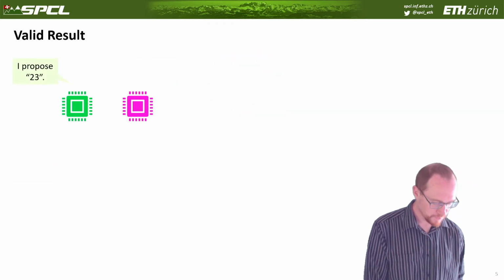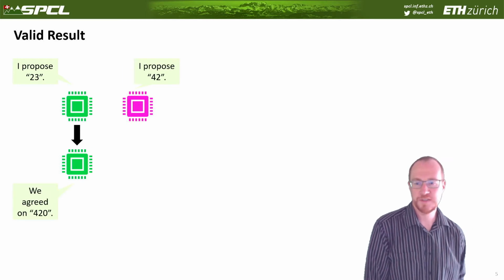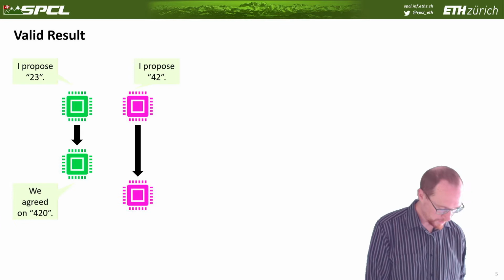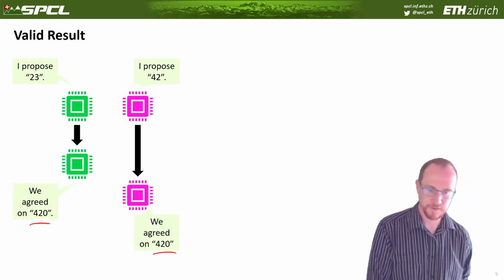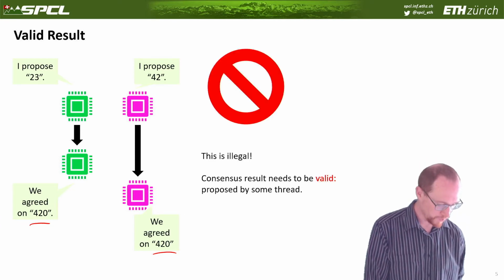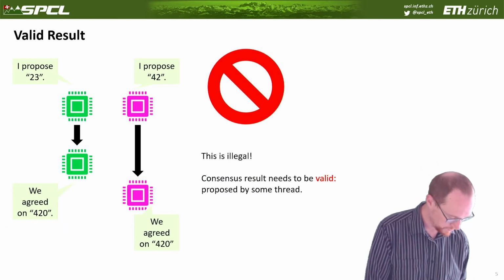It also has to be valid, so if I'm proposing 23 and the other one is proposing 42, but for some reason I return, or some of these processes returns 420, that is also, even though these two agree on the returned result, not a valid input, which means the protocol is incorrect in this case. Just as a couple of examples here.